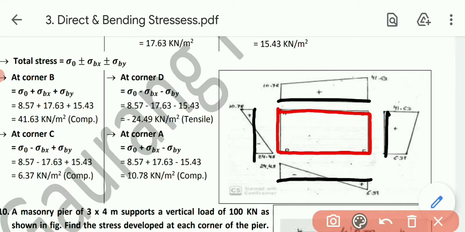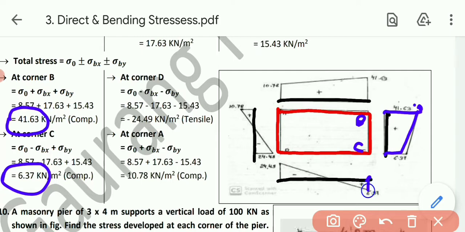So first of all, at corner B, the value is 41.63, and as it is positive, let's move towards the right hand side, 41.63. If it is negative, then we will move towards the left hand side, but right now it is positive. Then at corner C, this corner, the value is again positive 6.37, so let's move towards the right hand side and join them. That is this portion. Now the C point will be common over here also. As it is positive, move downward; if it is negative, then move upward.